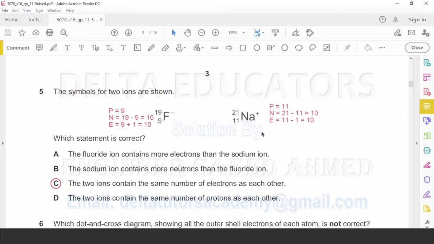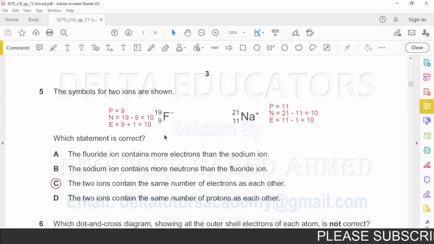What about sodium ion? In sodium ion, proton number is 11, nucleon number is 21. So here number of protons will be 11, number of neutrons will be 21 minus 11, it will be 10. And number of electrons, here proton number is 11. Proton number 11 means in a neutral atom there are 11 protons and 11 electrons. Now here we have a charge Na+. Na+ means it has lost 1 electron. Since it has lost 1 electron, total number of electrons in sodium ion will be 11 minus 1, it will be 10. Now we check the options.